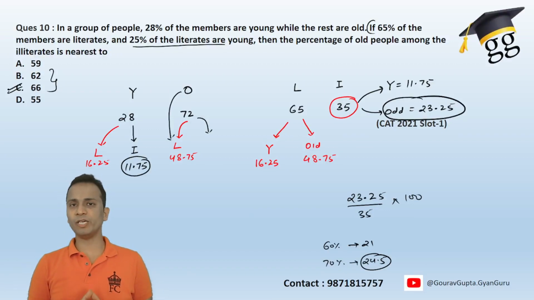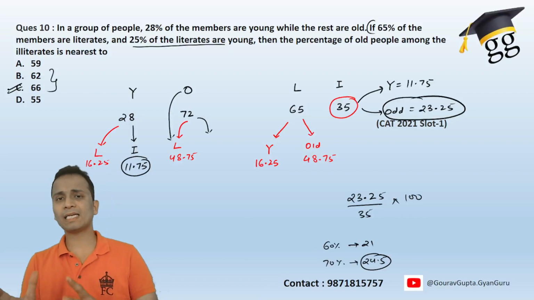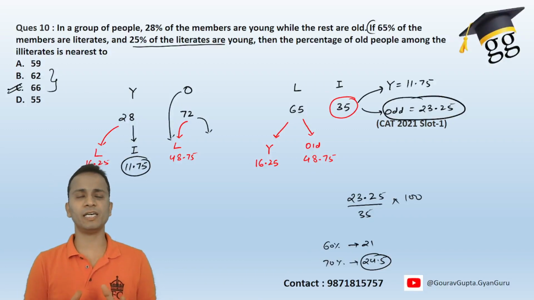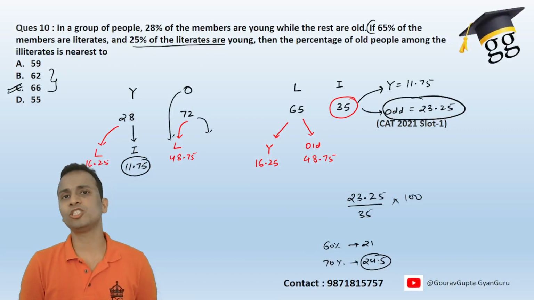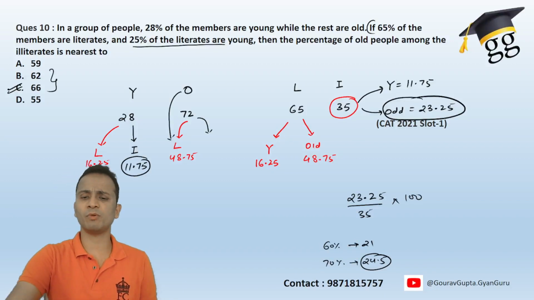This is the method that you need to use to approximate the calculations. Exact answer नहीं निकाला मैंने, approximations किया and I was able to reach to the correct answer in a matter of seconds. All right, so that was question number 10 from CAT 2021 slot number 1.